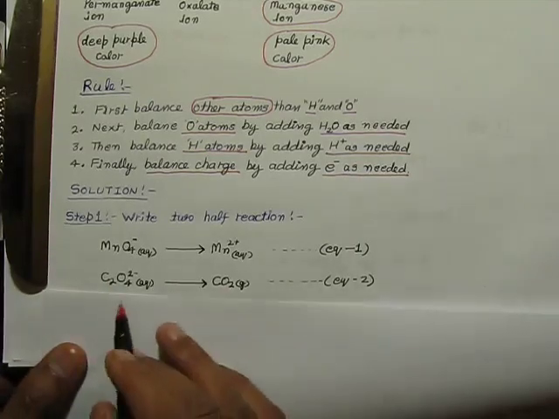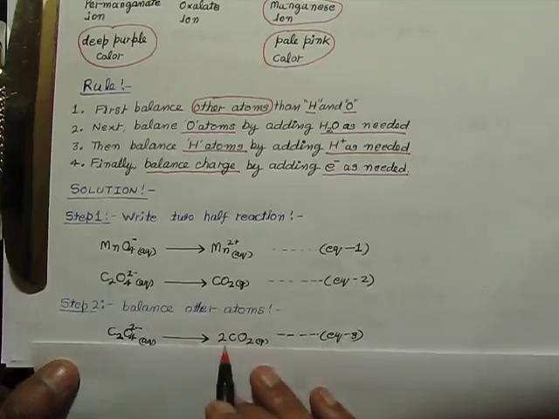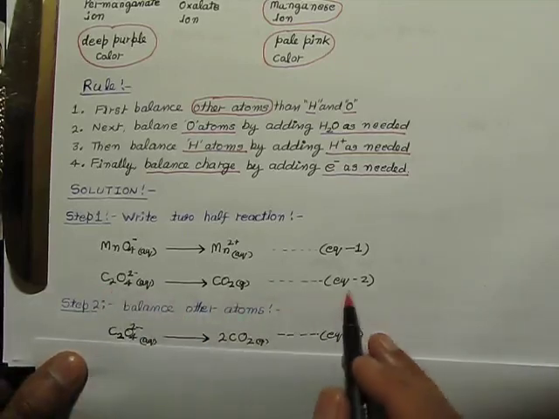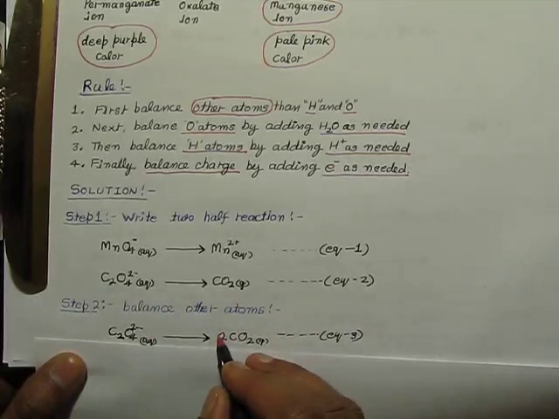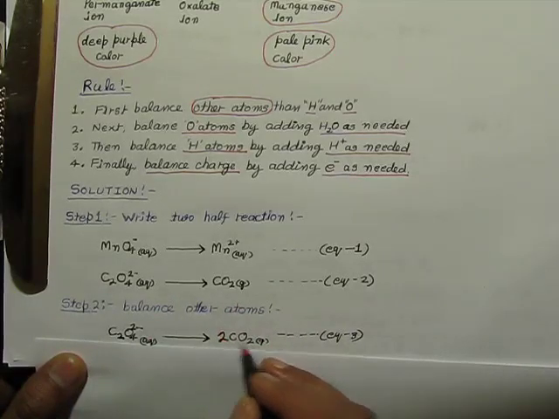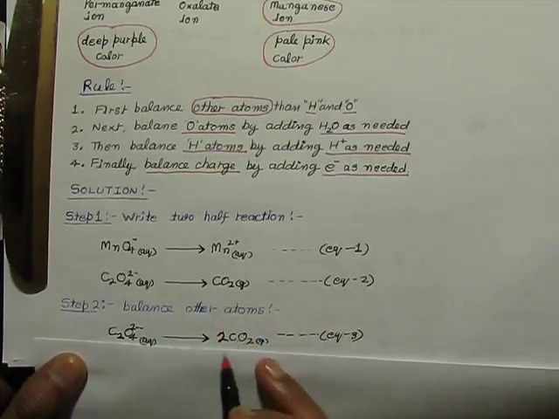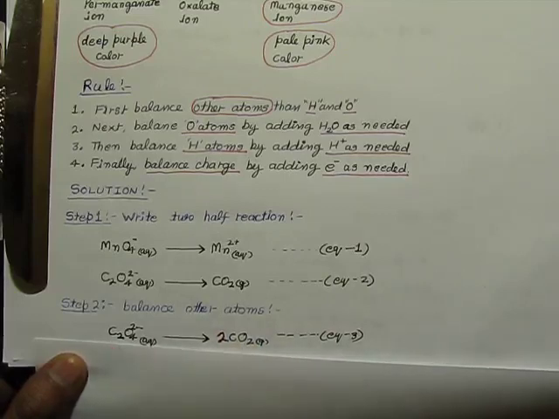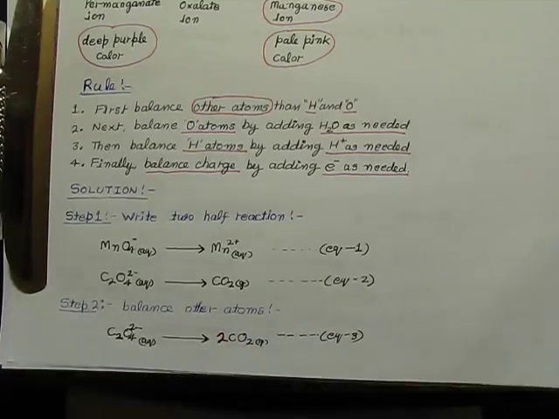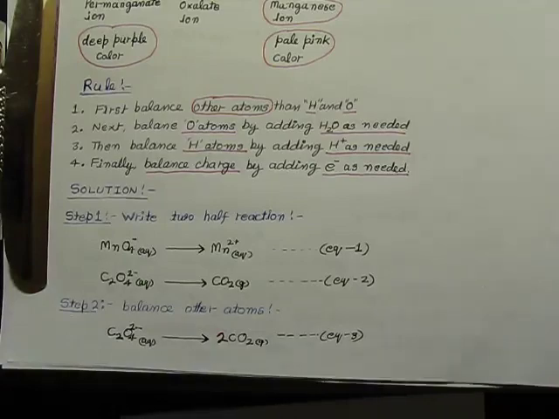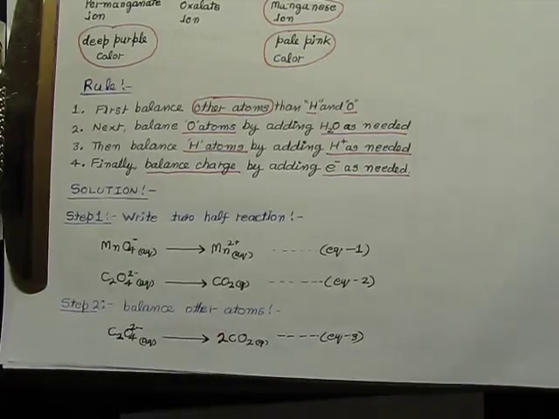So what we have to do, we have to multiply equation number 2. Basically we have to add coefficient 2 in front of carbon dioxide gas, so that the number of carbon atoms on both sides will be equal. So 2 carbon here and 2 carbon on the product side. So carbon is balanced in equation number 3. And then let's see next what we have to do.